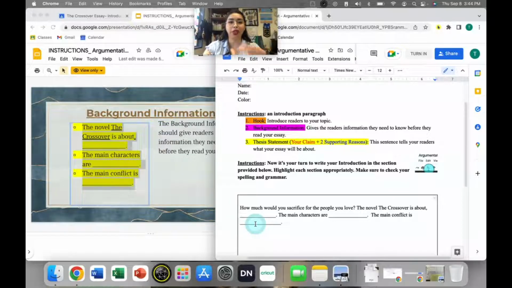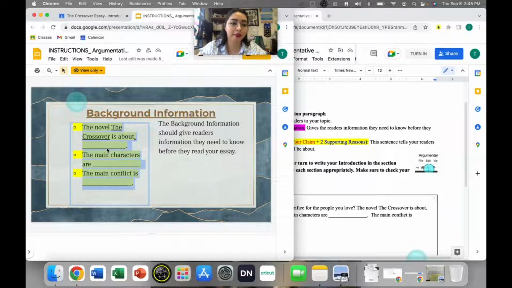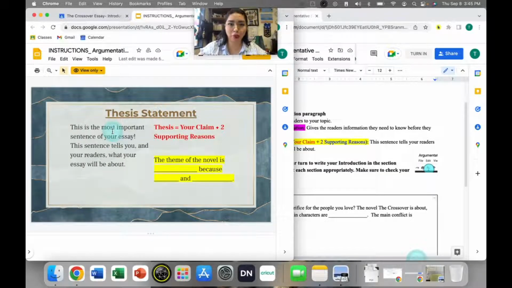Okay, so you should have just finished doing the background information. The last thing that you're going to do is give me your thesis statement. So now that I've told my reader a little bit about The Crossover, a little bit about who the characters are and what the main conflict or the main problem is, now I'm going to hit them with that theme. So this is a sentence that you should just straight be copying from your brainstorm. But if you needed it, here it is again, it tells you what you should be writing, right? It's the most important sentence of your essay. Again, your claim plus your two reasons. The theme of the novel is blank because blank and blank.